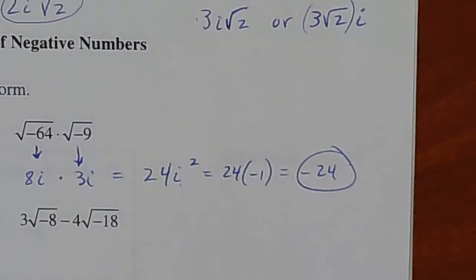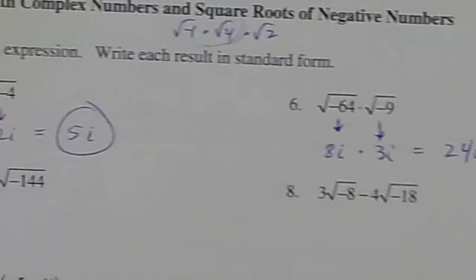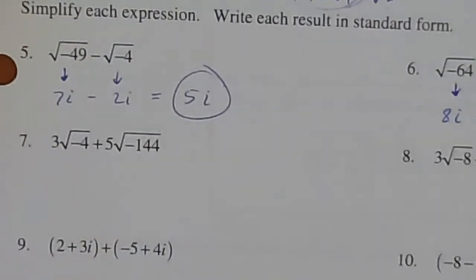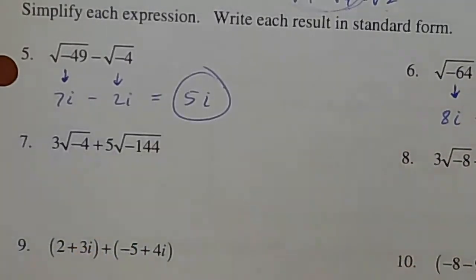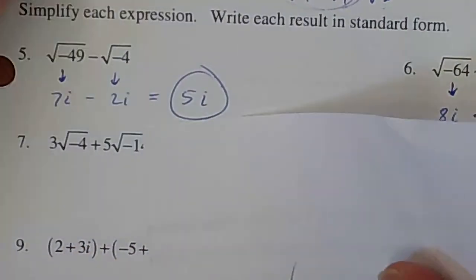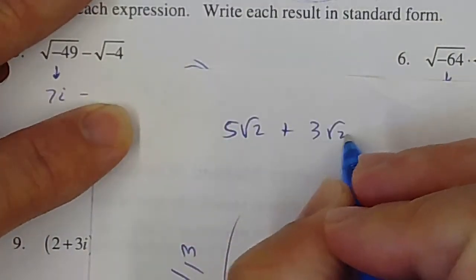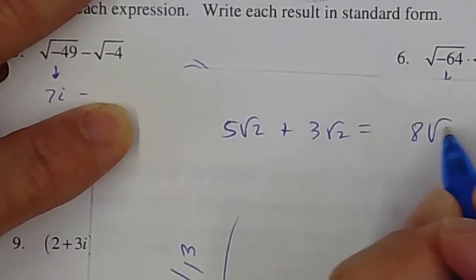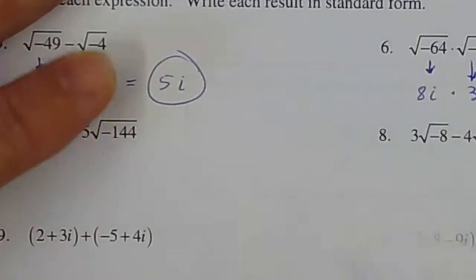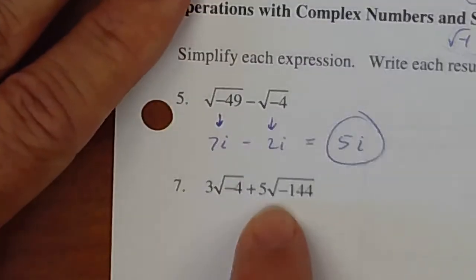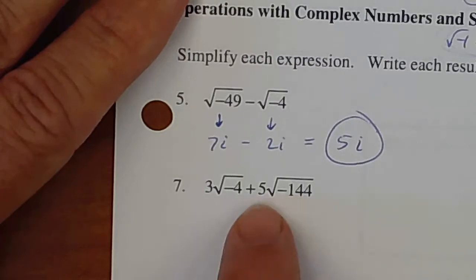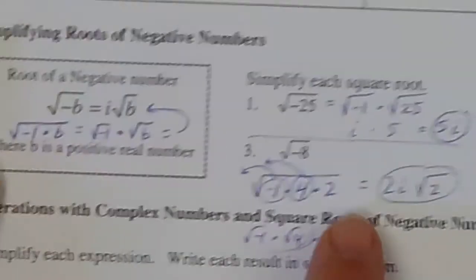All right, 7 and 8 are very similar. Let me walk you through 7 and then have you try 8. Before you add these together, you got to have like radicals. Like radicals looks something like this, like a 5 square root of 2 plus 3 square root of 2. I can add those together and say I have 8 square root of 2's. Okay, but right now I don't have like radicals. So we're just going to have to simplify these both separately like we were doing up here.